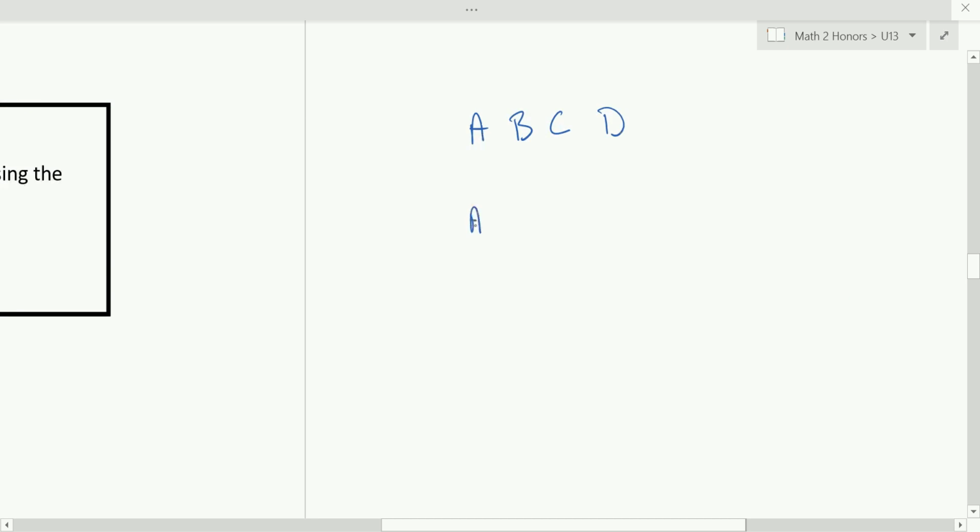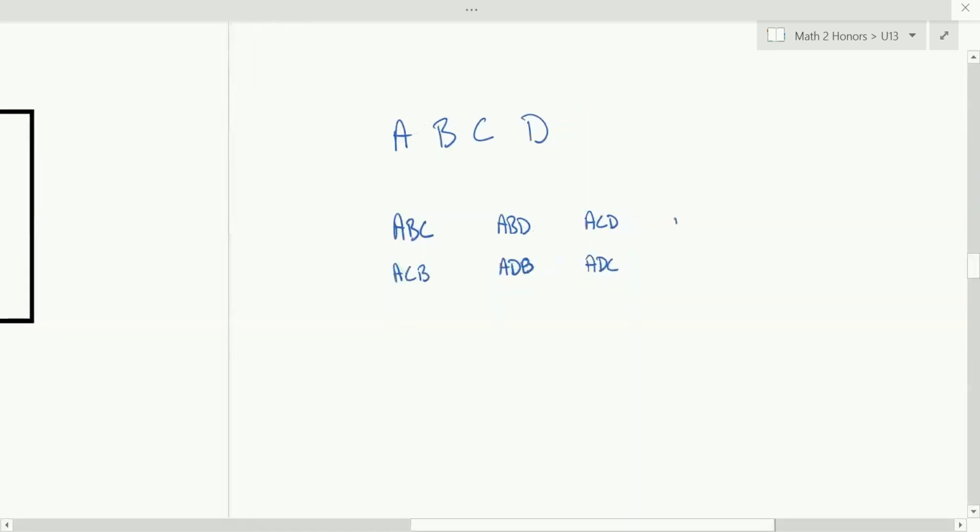So one is A, B, C. Those could be our winners. Whoever I list first is first place, whoever I list second is second place, whoever I list third is third place. So A, B, C could be. What else could happen? A, C, B. A, B, D. Keep them coming. I'm trying to keep them in order so that the same 3 letters line up. So I'm trying to be organized here.